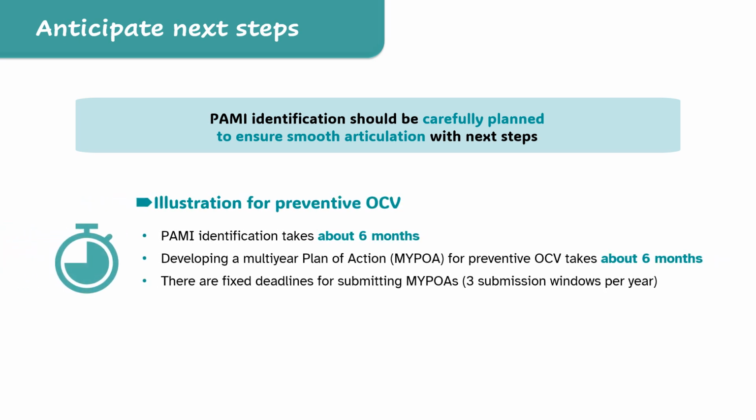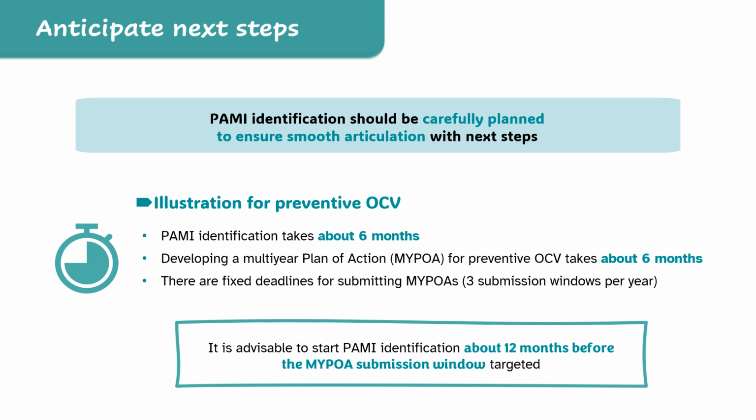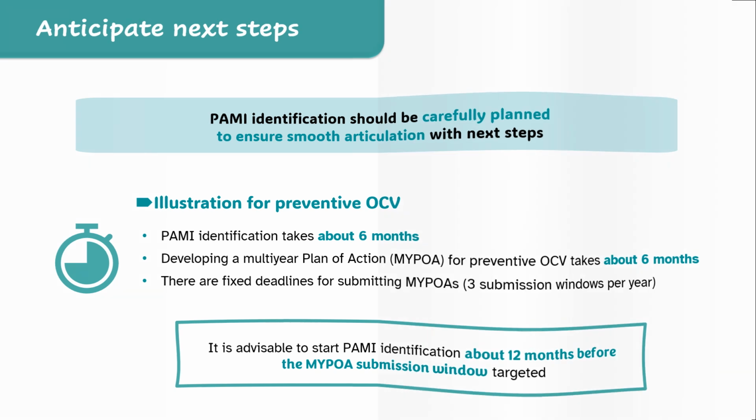As we have seen, PAMI identification usually takes about 6 months. Developing a multi-year plan of action for preventive OCV in PAMI also takes about 6 months. There are strict deadlines for countries to submit their multi-year plan of action for preventive OCV. As a result, PAMI identification should be initiated about 12 months before the preventive OCV submission window targeted by the country. This requires careful planning and anticipation.